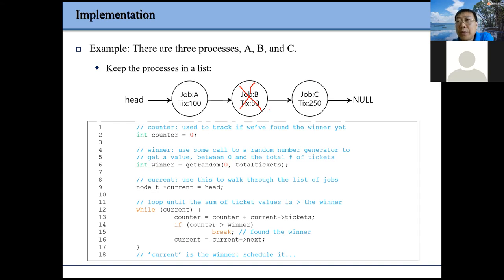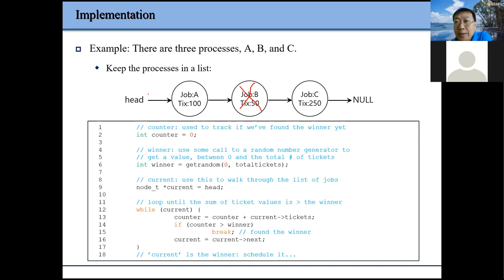So this algorithm, this architecture is scalable. Basically, no matter how many processes we have, you just assign tickets and then put them into this queue, put into this list. Then we calculate total ticket, and the algorithm can still run. We don't need to change our algorithm. Then if we want to remove a job from the system, just remove it, then reduce the total ticket number.